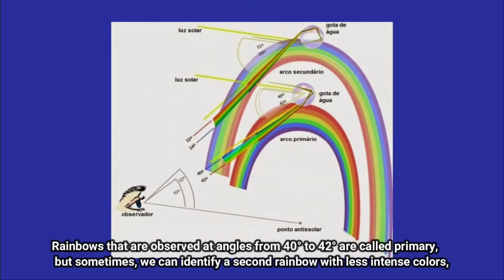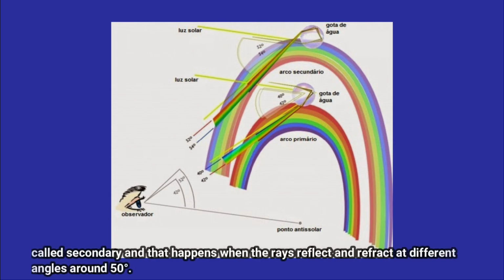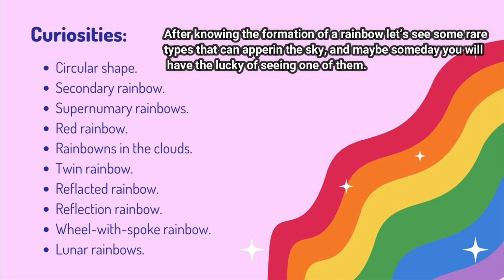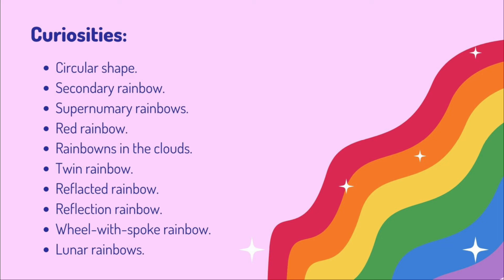Rainbows that are observed at angles from 40 to 42 degrees are called primary, but sometimes we can identify a second rainbow with less intense colors, called secondary, and that happens when the rays are reflected and refracted at different angles, around 50 degrees. After knowing the formation of a rainbow, let's see some rare types that can appear in the sky, and maybe someday you will be lucky enough to see one of them.